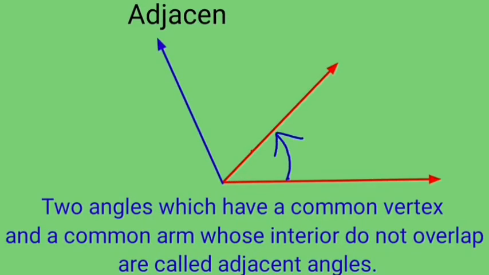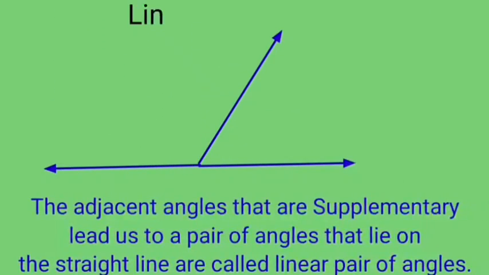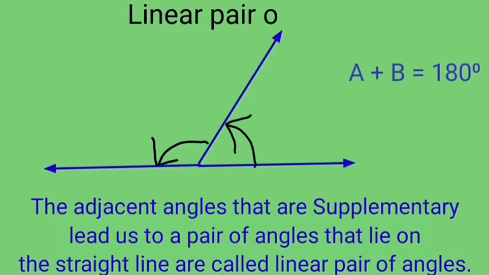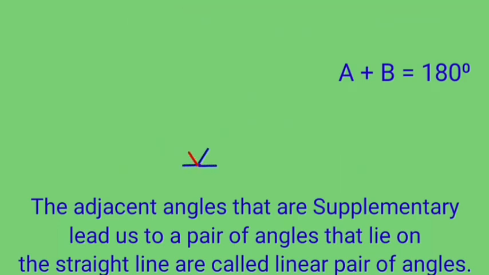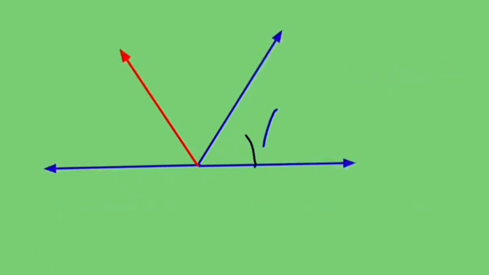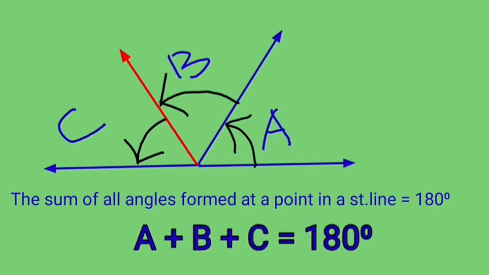Two angles which have a common vertex and a common arm whose interiors do not overlap are called adjacent angles. The adjacent angles that are supplementary lead us to a pair of angles that lie on a straight line. This pair of angles is called a linear pair of angles. Let us learn an important result. The sum of all angles formed at a point on a straight line is 180 degrees.